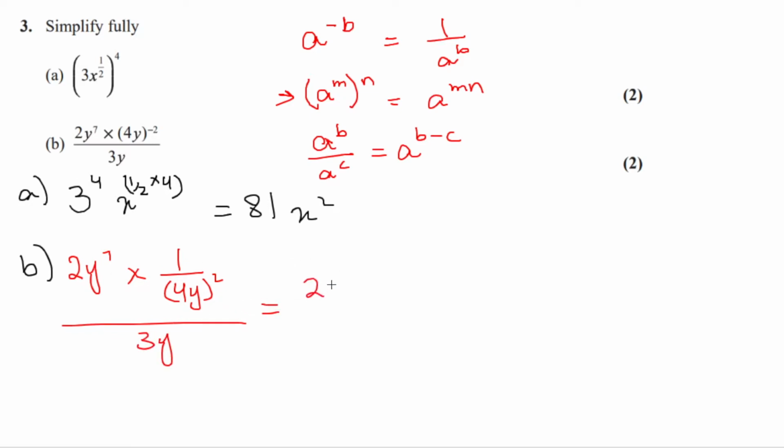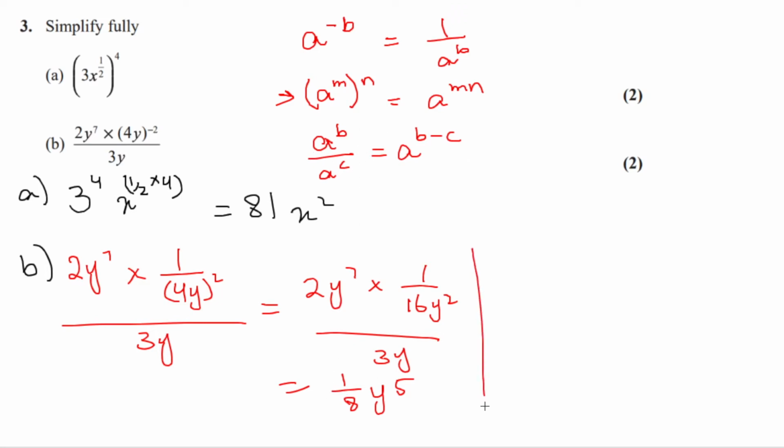Now I'm just going to write this as it is. And for the next term, it would be 1 over 4 squared, which is 16. And then y squared would just be y squared divided by 3y. When I multiply 2y raised to 7 by 1 over 16y squared, 2 divided by 16 gives me 1/8. And then y to the power of 7 divided by y squared gives me y to the power of 5 using this rule that I've written up here.